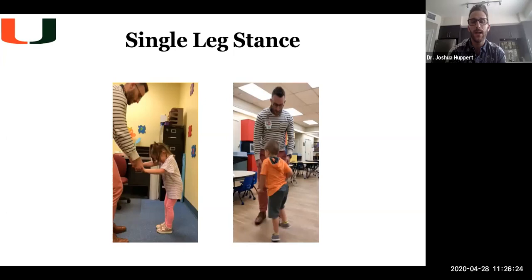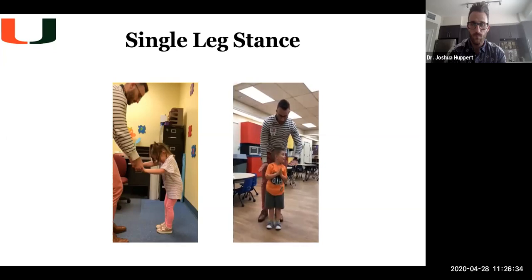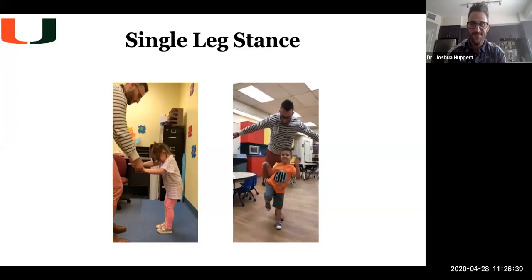We're gonna go on 2 legs first. You can hold on to me though. I can stand behind you, but you can hold on to me. Ready? On the count of 3, we're gonna go on 1 leg. Ready? 1, 2, 3. Go. 1 leg, 2, 3. Good.